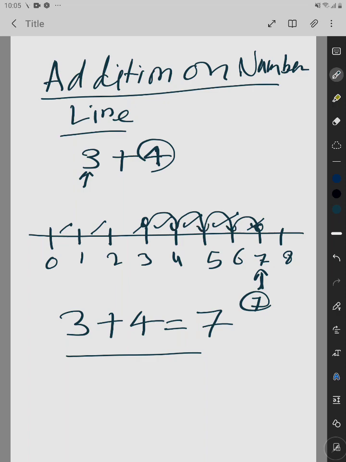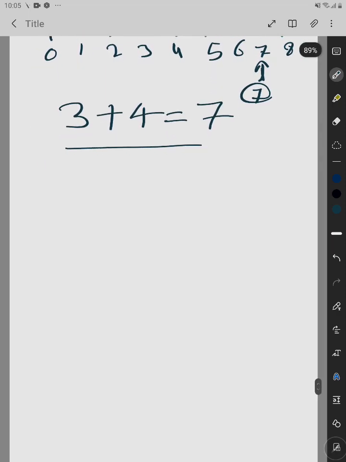So when you are solving in your test papers or exam papers, you will solve like this, meaning you have to make a loop also like this. Okay, so one more example you can take.